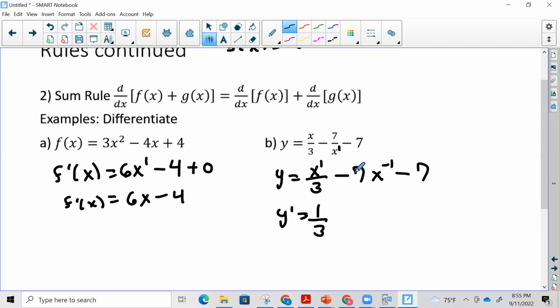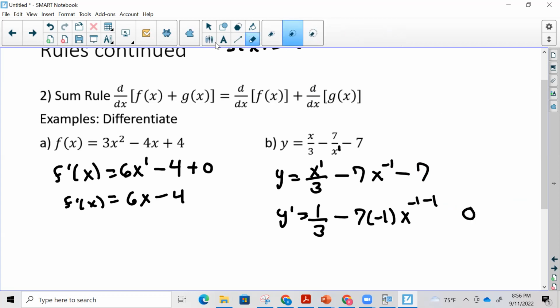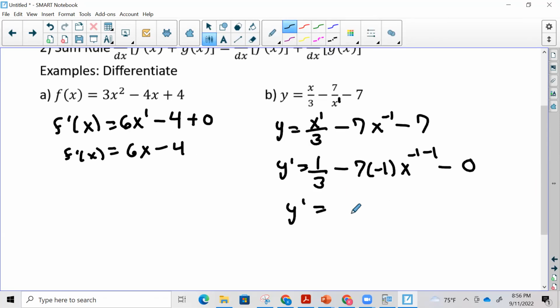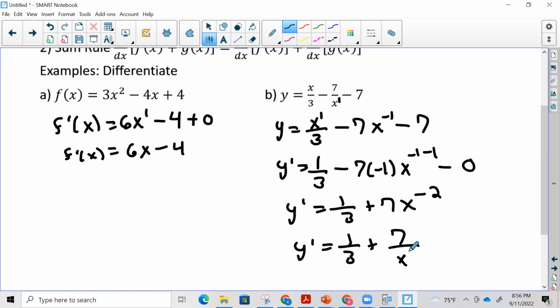For this one, I have minus 7 times negative 1, and then I would have x to the negative 1 minus 1. And then the derivative of a constant, again, is always 0. You can put minus 0 or plus 0, it doesn't really matter. So then we have 1/3 plus 7x to the negative second, and that's 1/3 plus 7 over x squared. So that would be the derivative.